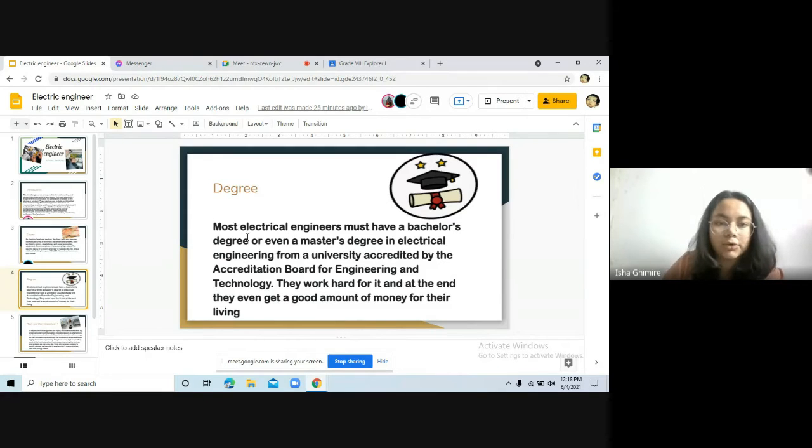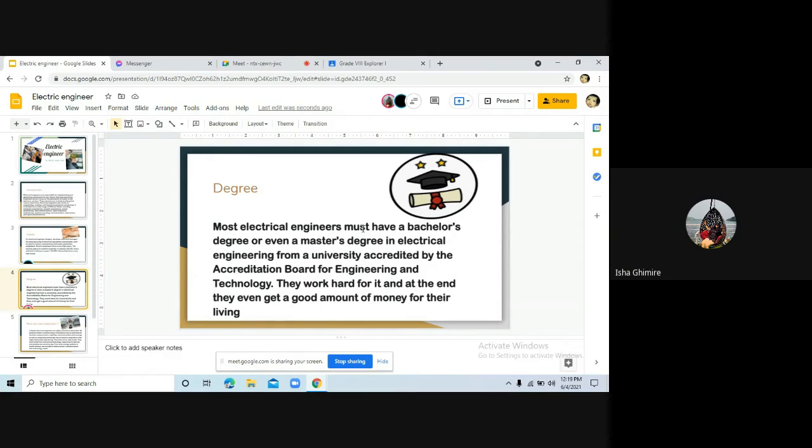Most electrical engineers must have a bachelor's degree or even a master's degree in electrical engineering from a university accredited by the Accreditation Board for Engineering and Technology. They work hard for it, and at the end they even get a good amount of money for their living.